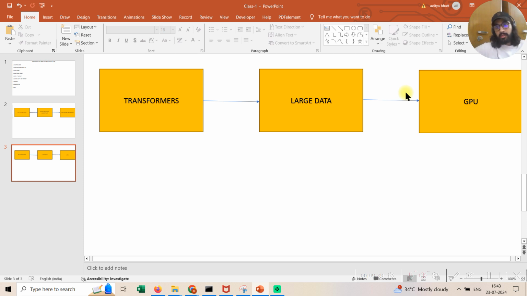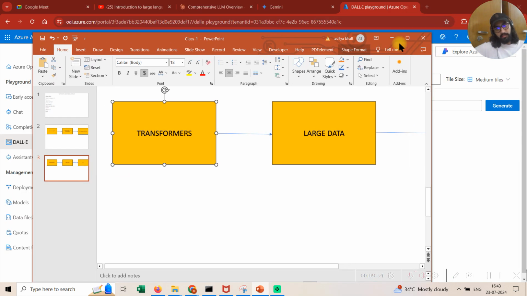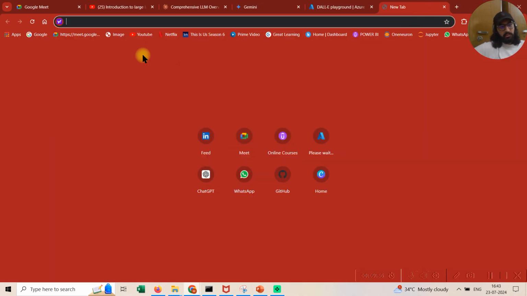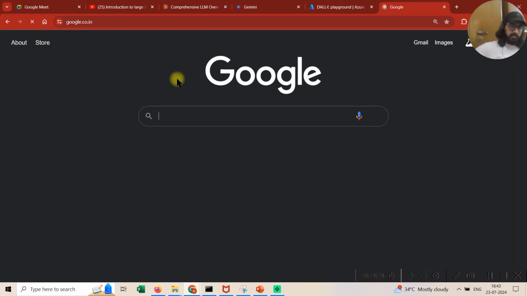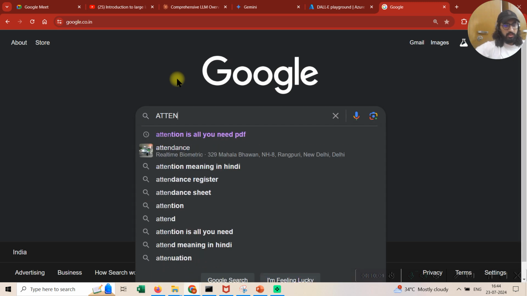When these three things, transformers, large data, and GPU, got combined, some magic happened. A lot of people, specifically in the field of interpretability, are trying to understand what magic is happening. So what are transformers? Transformers is essentially the architecture which all LLMs have. This is the base architecture all LLMs have. So let's spend some time on it. Obviously we won't go into a lot of depth over here, so let's just type attention is all you need.